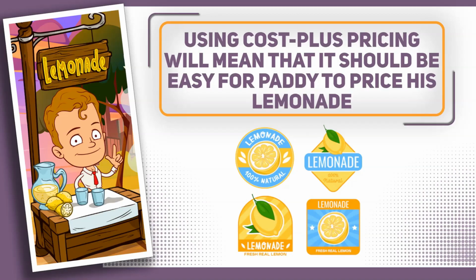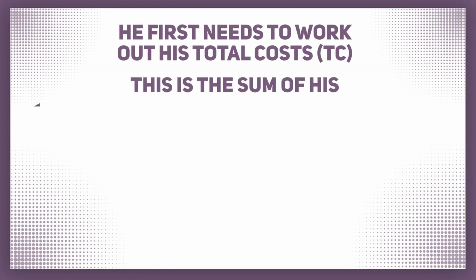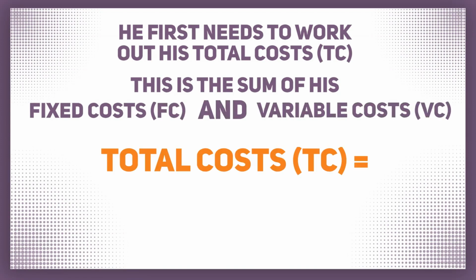Okay, so for Paddy to use cost plus pricing, he first needs to work out his total costs. This is often seen as just TC. This is the sum of his fixed costs, also known as FC, and his variable costs, also known as VC.